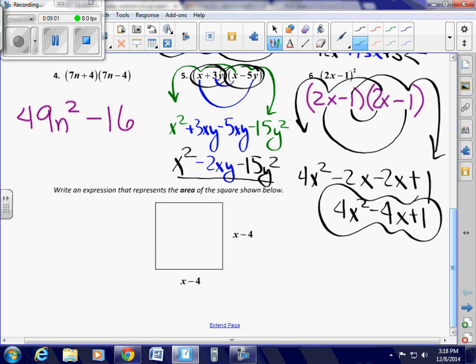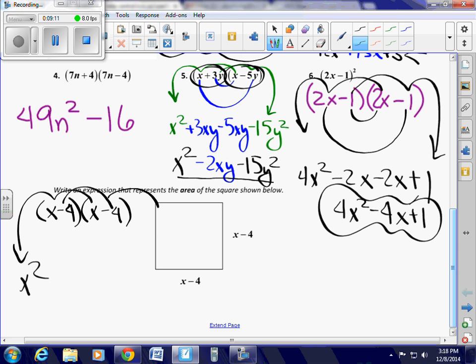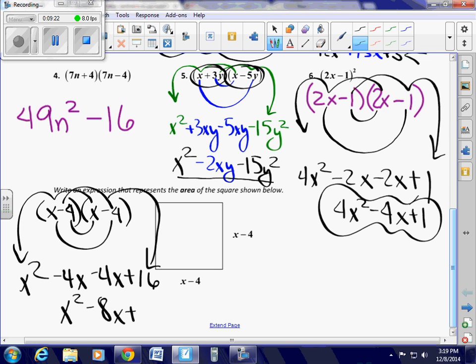To find the area of a square, we're going to be taking x minus 4 times x minus 4. It's another FOIL problem. X times x, x squared. Negative 4 times negative 4, positive 16. Negative 4x here, negative 4x here, negative 8x in the middle, x squared minus 8x plus 16.